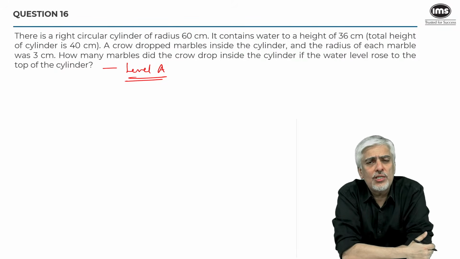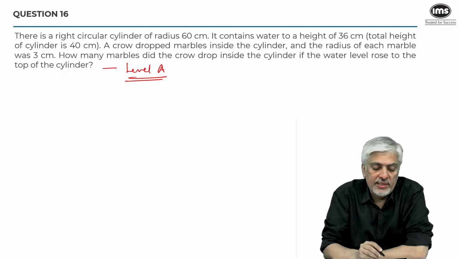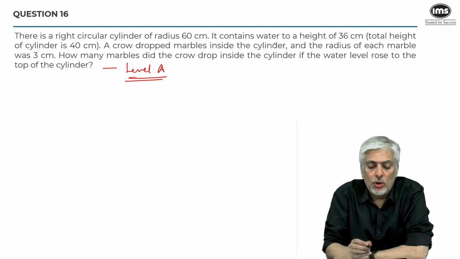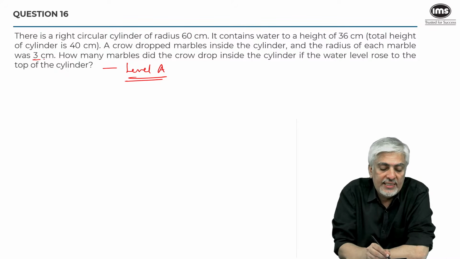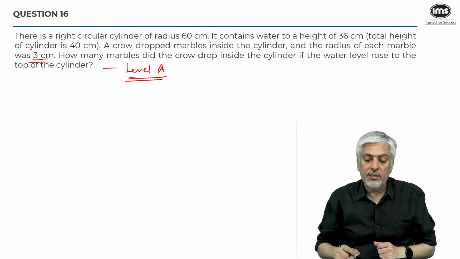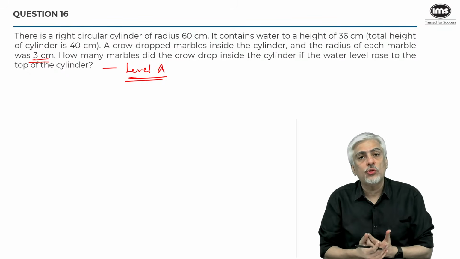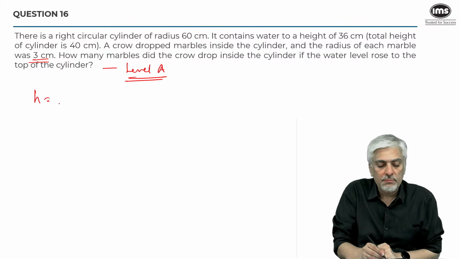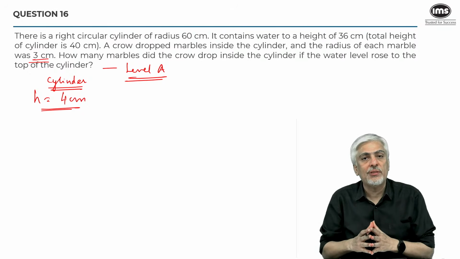Okay, standard question. By how much the volume will rise. See, what is the question? There's a right circular cylinder of radius 60. It contains water to a height of 36. A crow dropped marbles inside the cylinder and the radius of each marble was 3 centimeters. How many marbles did the crow drop if the water level rose to the top? Basically here the 36 and the 40, we just need to know the difference. So the height by which the water has to rise is only 4 centimeters. So for the cylinder, we take only that much as the height. 40 minus 36. You don't use 40 and 36 in calculations. Remember that much.